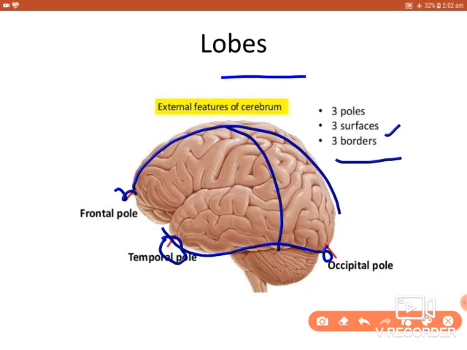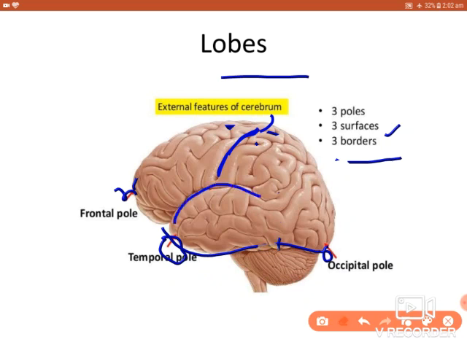Then coming to the lobes, in the superolateral surface there is one central sulcus. This is the central sulcus. This is the lateral sulcus. Then this is the occipital pole. In front of the occipital pole you can see this depression here. This is the pre-occipital notch.